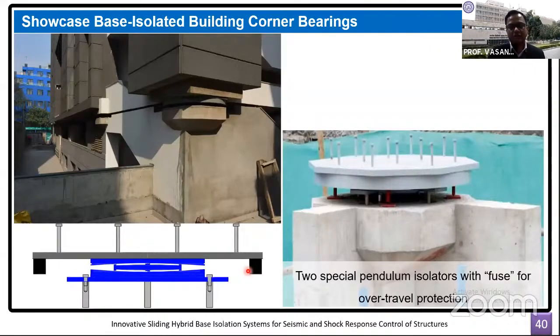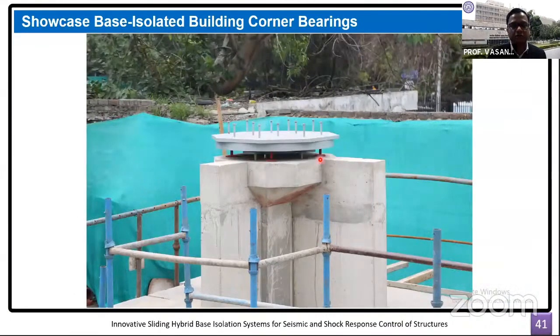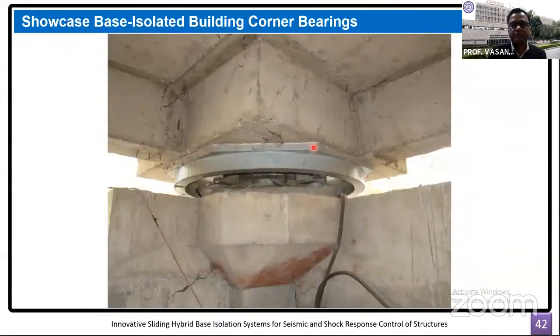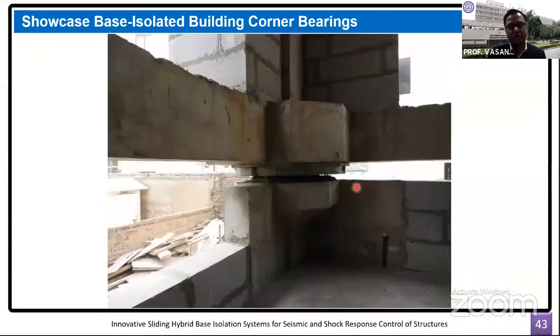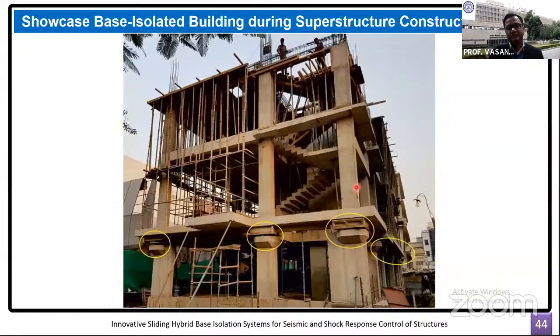So this over travel protection was used in these two diagonal isolation systems. This is one of the diagonal isolation systems, two isolation systems placed diagonally for the over travel protection. This is after constructing the superstructure. This is how the isolation system with the fuse has been used. Please note again, this is specifically designed for this particular project, for these two isolation systems, in order to take care of excessively large deformation beyond the maximum credible earthquake. So this is that corner bearing, as you can see in this picture.